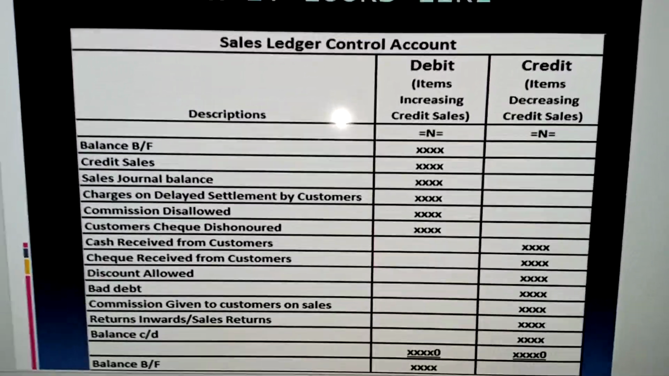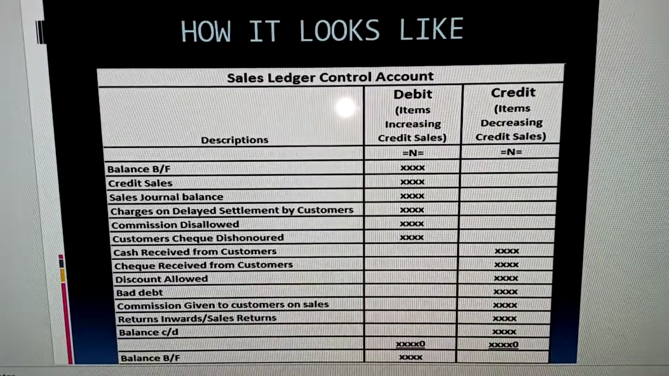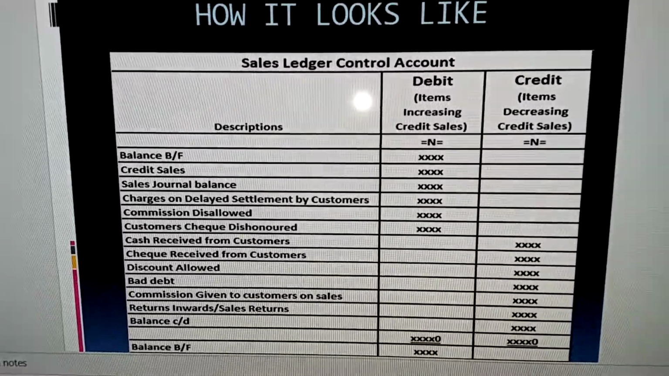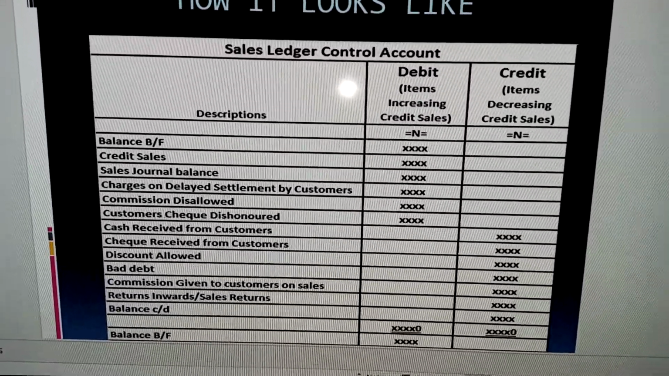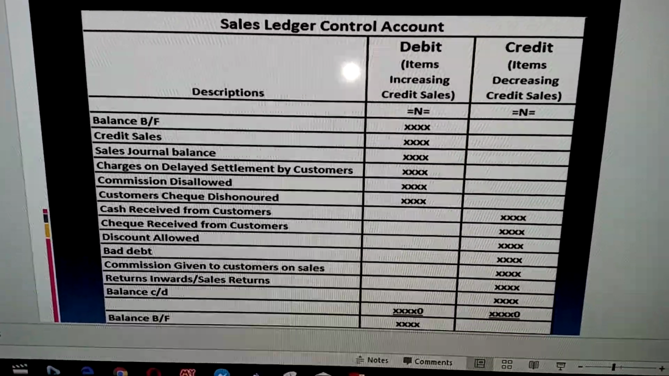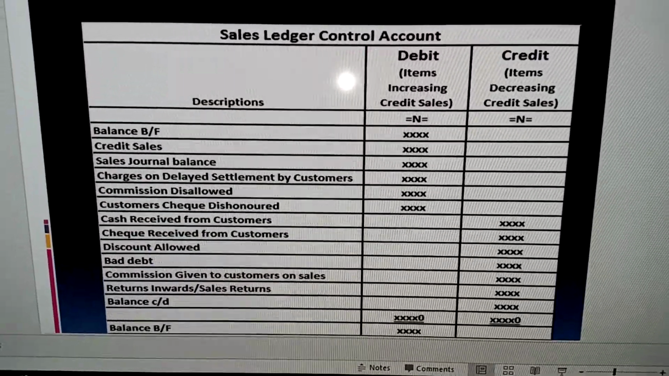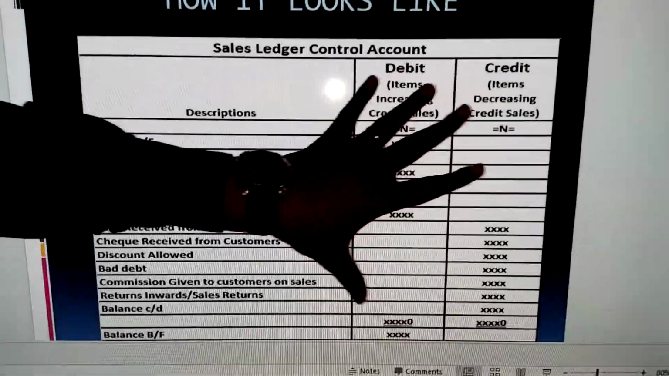If you interpret it properly, you can tell if it is affecting sales. And if it's affecting sales, you ask yourself, is it increasing it in form of credit or decreasing it in form of credit? If it is increasing in form of credit, you debit it to the sales ledger control account. If it is decreasing it in form of credit, you credit it to the sales ledger control account. So let's take an example.